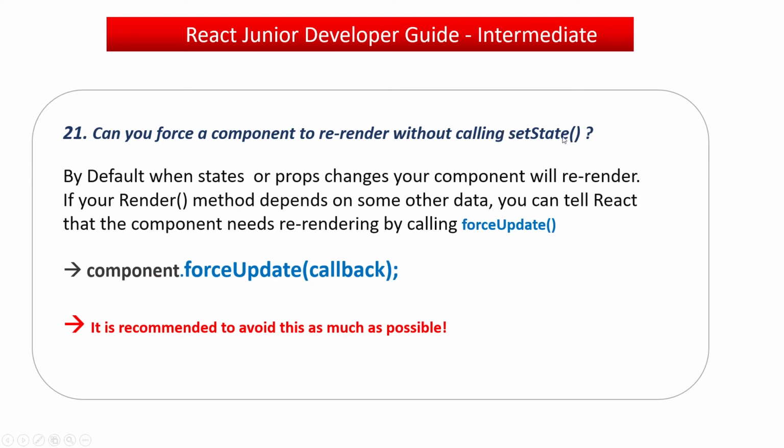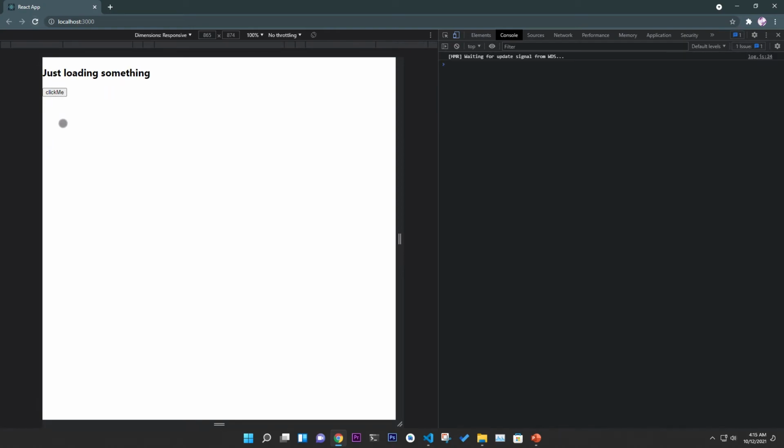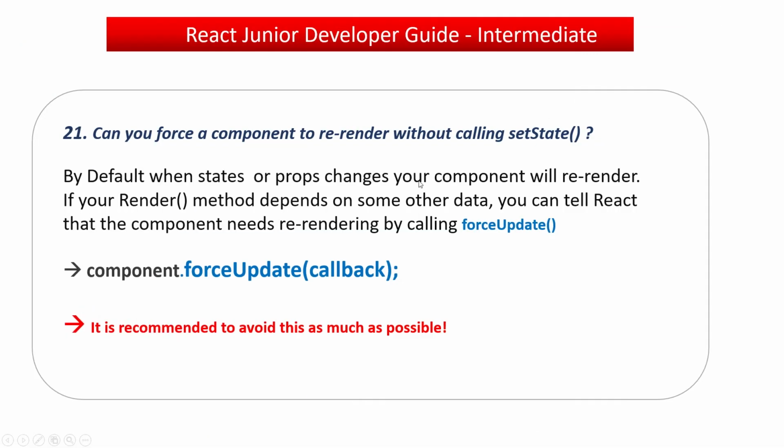If you use setState or this kind of state functionality, then it re-renders the component. By default, when state or props change, your component will re-render, which is normal. In the previous question I already showed that when you click the button, some information changes. It means that some state or props changed. If you refresh this application, before that it is only the text just loading something. If you click on this button, it changes the props and state of this component.